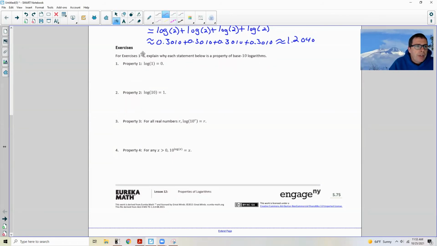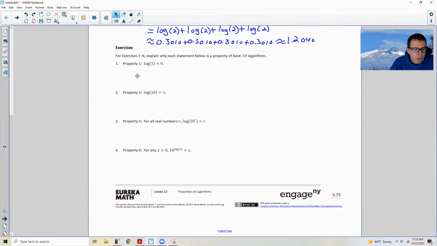Okay, so now exercises. It says for each exercise 1 through 6, explain why each statement below is a property of base 10 logarithms. So pause the video, see if you can do these and come back and see how you did. So for exercises 1 through 6, explain why each statement below is a property of base 10 logarithms. Property number 1 says the log of 1 equals 0.